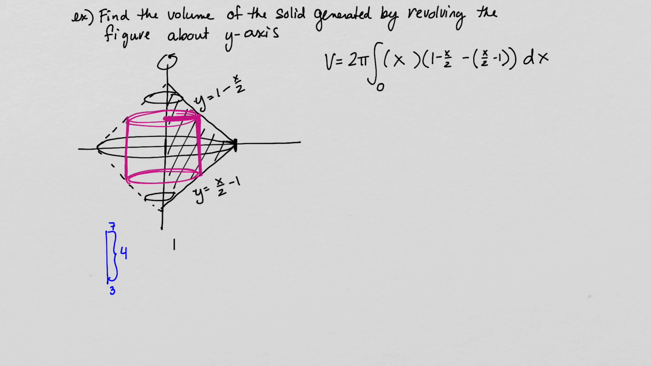So we're going to have 1 minus x over 2 is equal to x over 2 minus 1. So if I move things, I could have 1 plus 1 equals x over 2 plus x over 2. So 2 equals x. So we're going up here to 2.